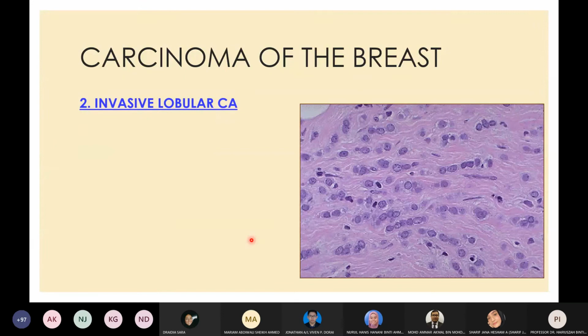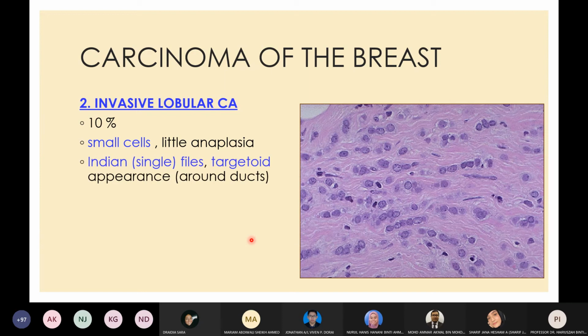This is the second type, which is less common, about 10% of cases. It's quite characteristic because in this lobular carcinoma, the cells don't actually form glands. They just arrange in single file. We call it Indian filing, that refers to Indian soldier filing. I'm not sure who actually developed this term, but when we describe this Indian filing or single filing, it actually points to lobular carcinoma because the behavior is quite different from ductal.